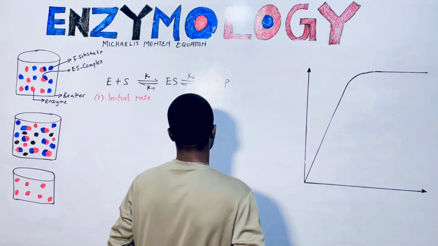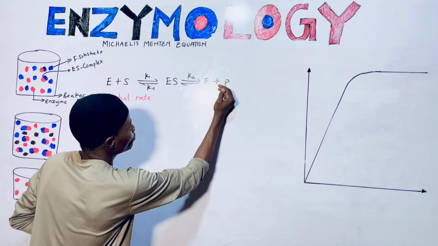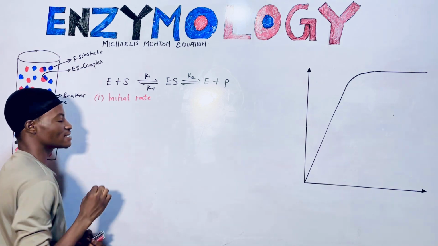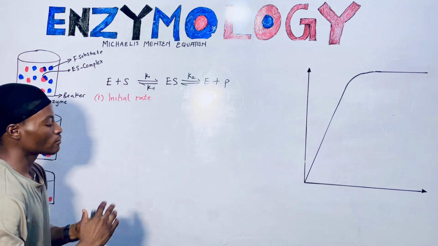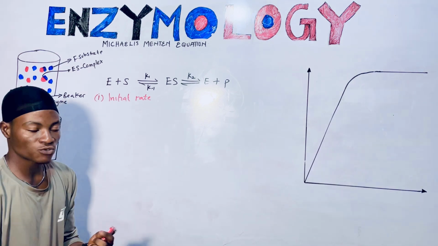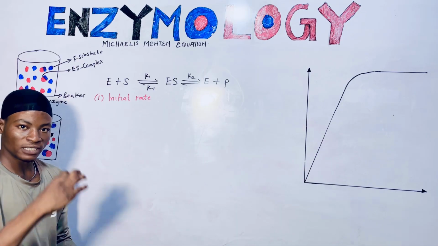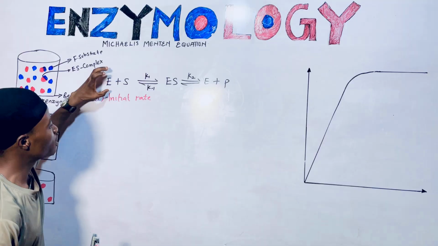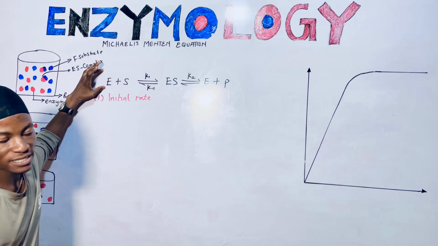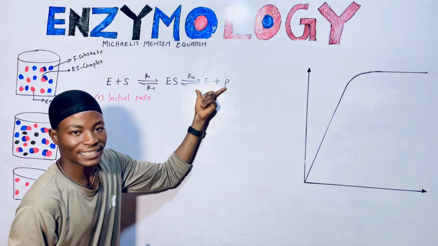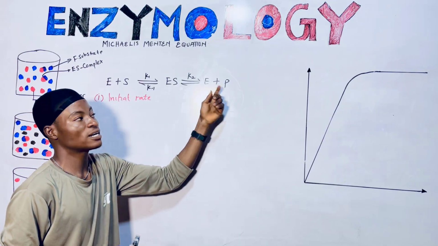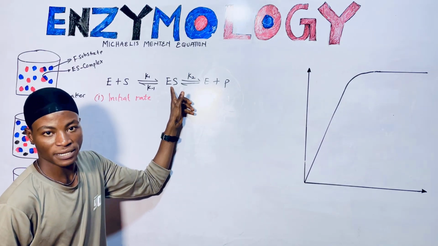So what it means is that the enzyme and the product cannot move back to form the ES complex, as far as initial rate is concerned. And I'm going to explain the reason. We said initial velocity. We want to explain the velocity at the onset of the reaction. So we are talking about the beginning of the reaction, so there is no product yet. And in that case, enzyme and product cannot react together to give us the ES complex. It's not possible.